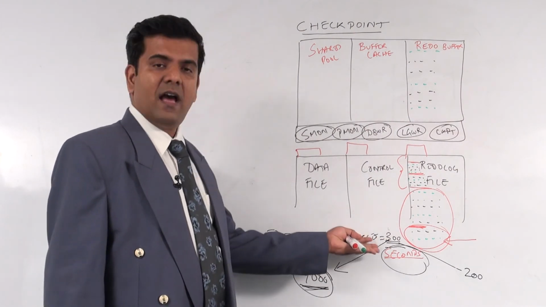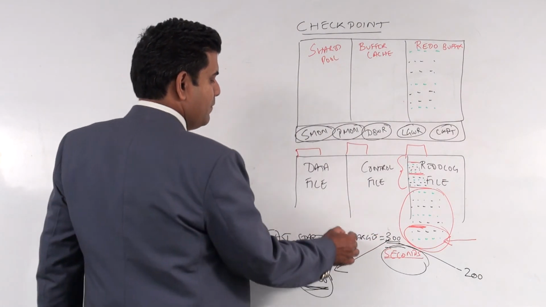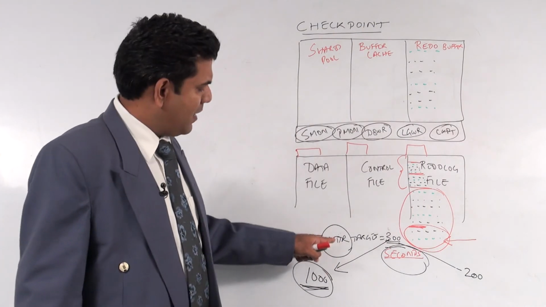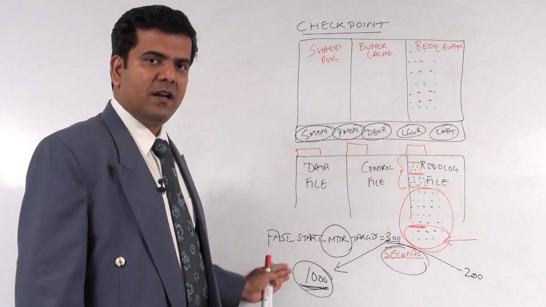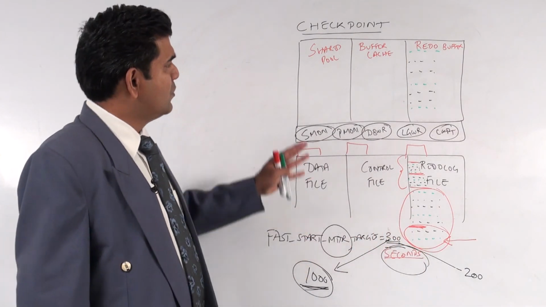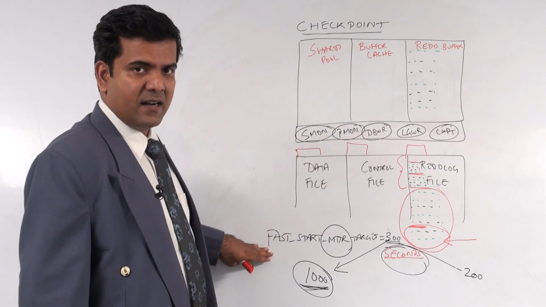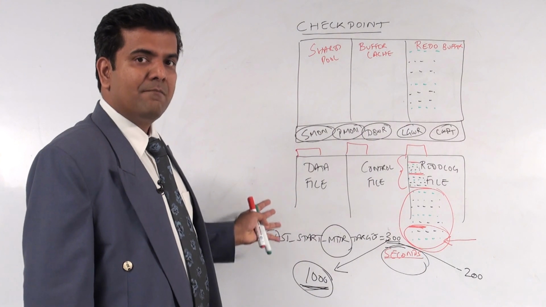And finally, what value you set for MTTR target will depend on what is the time business says is required to recover the database, and accordingly you will set it, and you now know what is the benefit or disadvantage of setting this value. So this is how a checkpointing works, and this is the impact of fast start MTTR target, which will surely have an impact on performance or an impact on recovery.